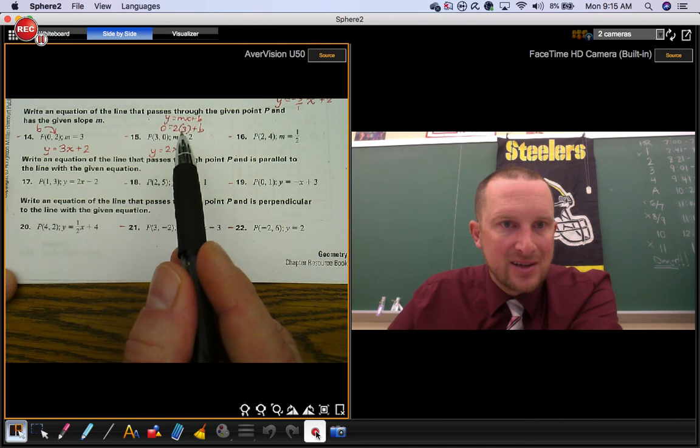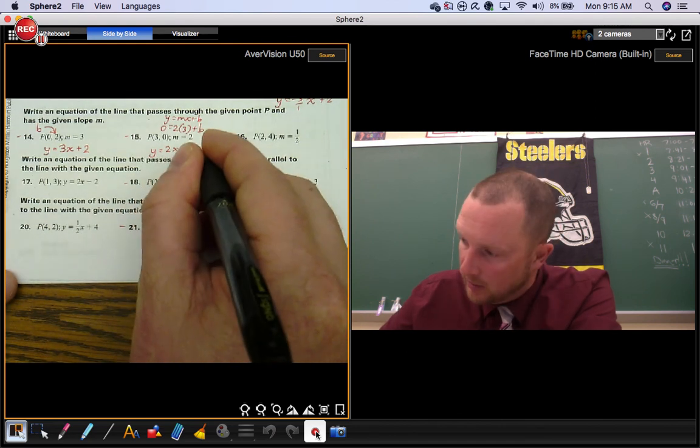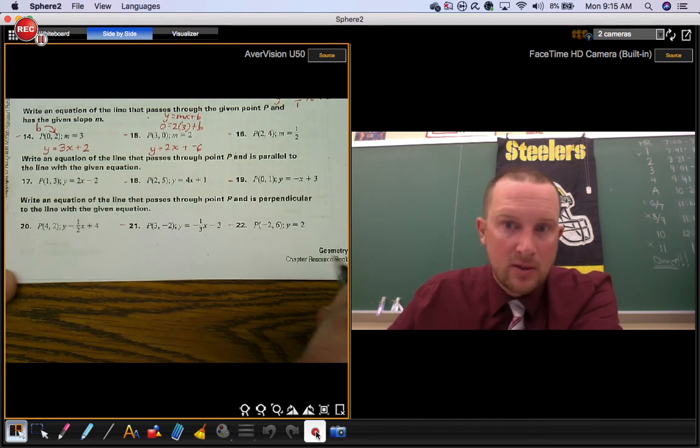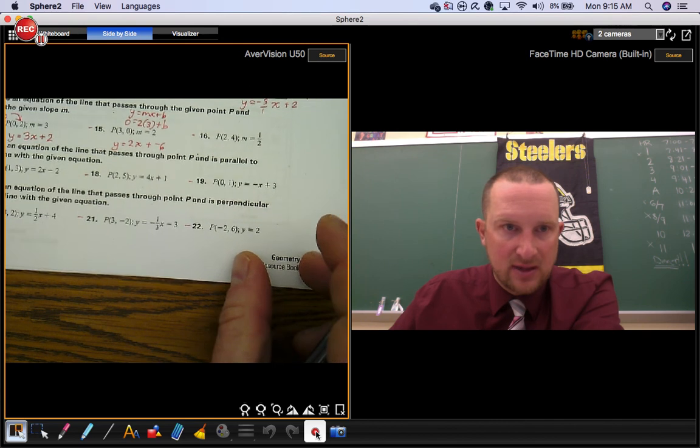2 times 3 is 6. If you subtract 6 from both sides, you're going to see that your lowercase b, your y-intercept, is negative 6. Now I actually would have shown that if I had a little more space, but hopefully you understand basic algebra at this point.